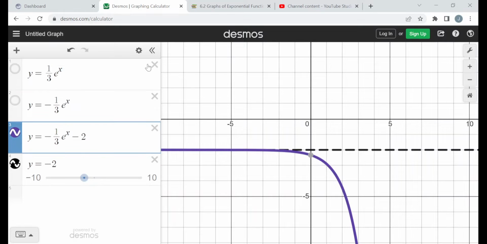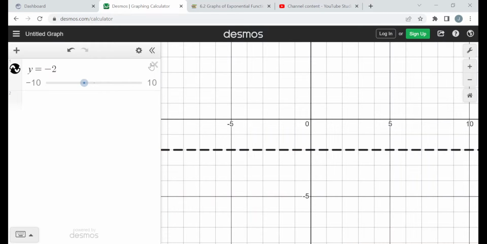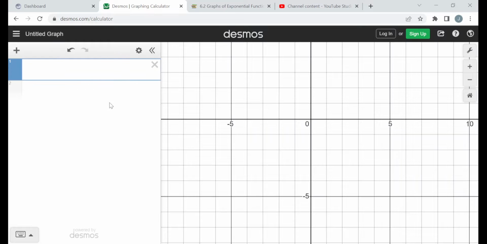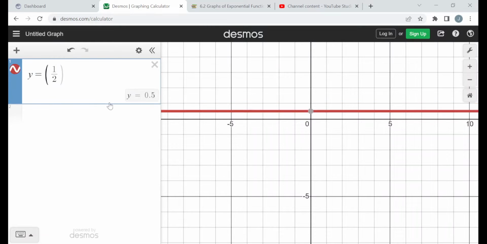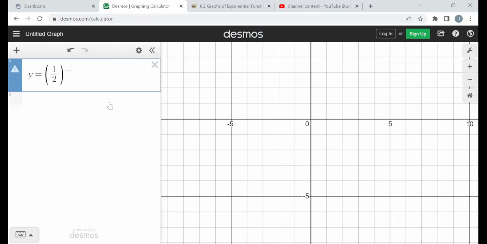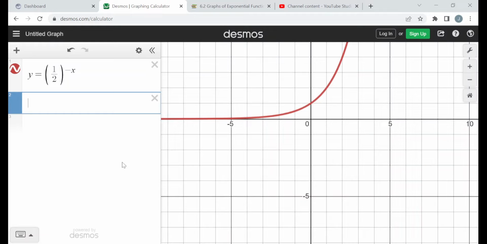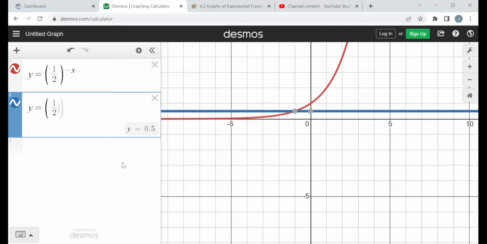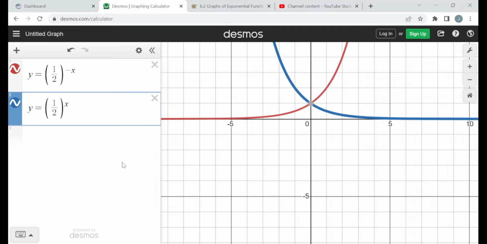Alright, so clearing all these out. Alright, so we started with y equals 1/2 raised to the negative x power, which I said was like 2 to the x, right? You see it's an increasing function. And then we were asked to reflect this across the y-axis, so this became y equals 1/2 to the x. See the reflection across the y-axis? I'm hoping you see that.